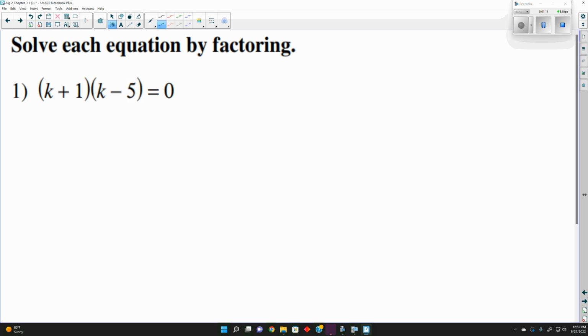So when we look at this first example here, we have two things multiplied together that equal 0. k plus 1 times k minus 5 is 0. So one of these two must be 0. According to the zero product property, k plus 1 is going to need to equal 0, or k minus 5 is going to need to equal 0. One of these two needs to equal 0.